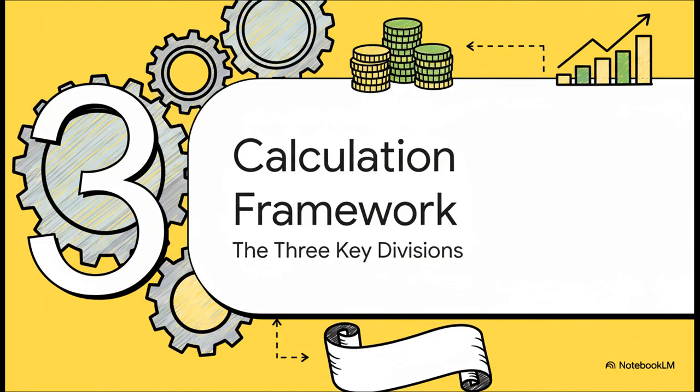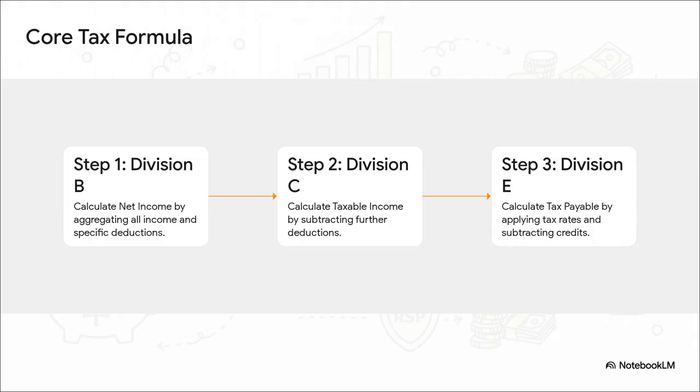All right, so we've defined our key terms. Now, let's get into the mechanics of how tax is actually calculated. This isn't just some random process. It's a very specific three-step framework laid out right there in the Income Tax Act. The best way to think about this is like a three-act play. Act 1 is Division B, where we add up all your income and take some deductions to find your net income. This number is really important, by the way, for a lot of government benefits.